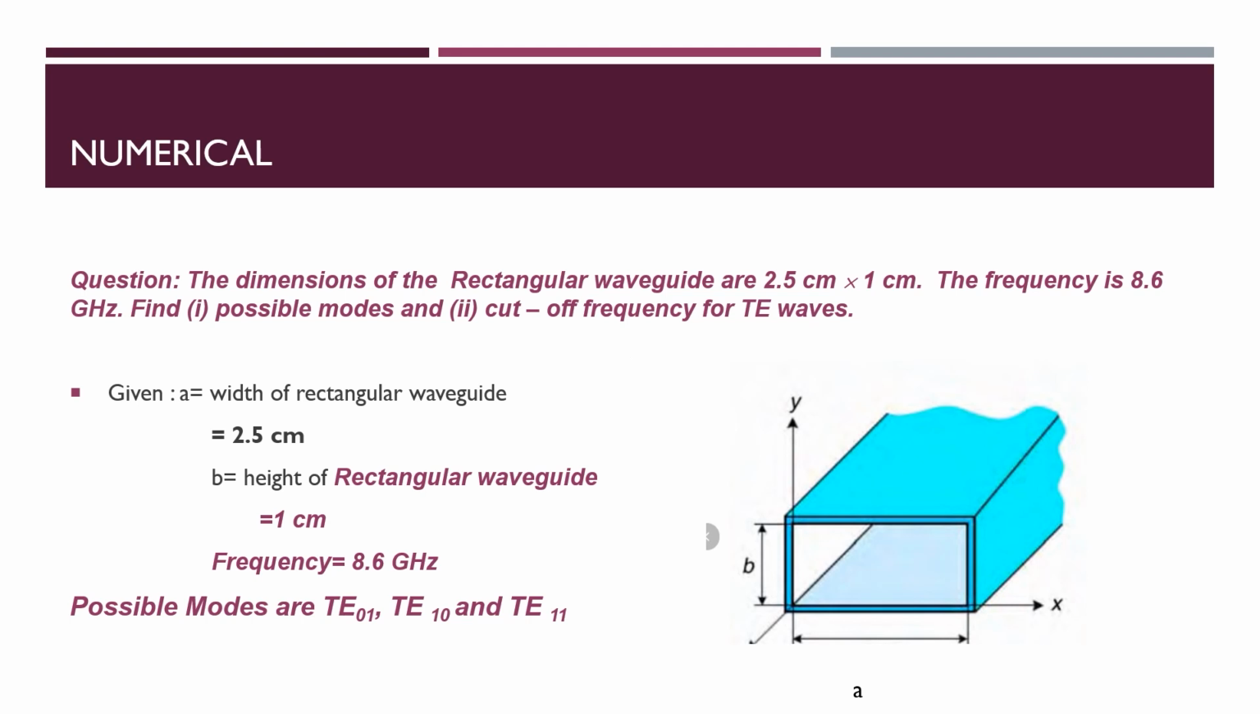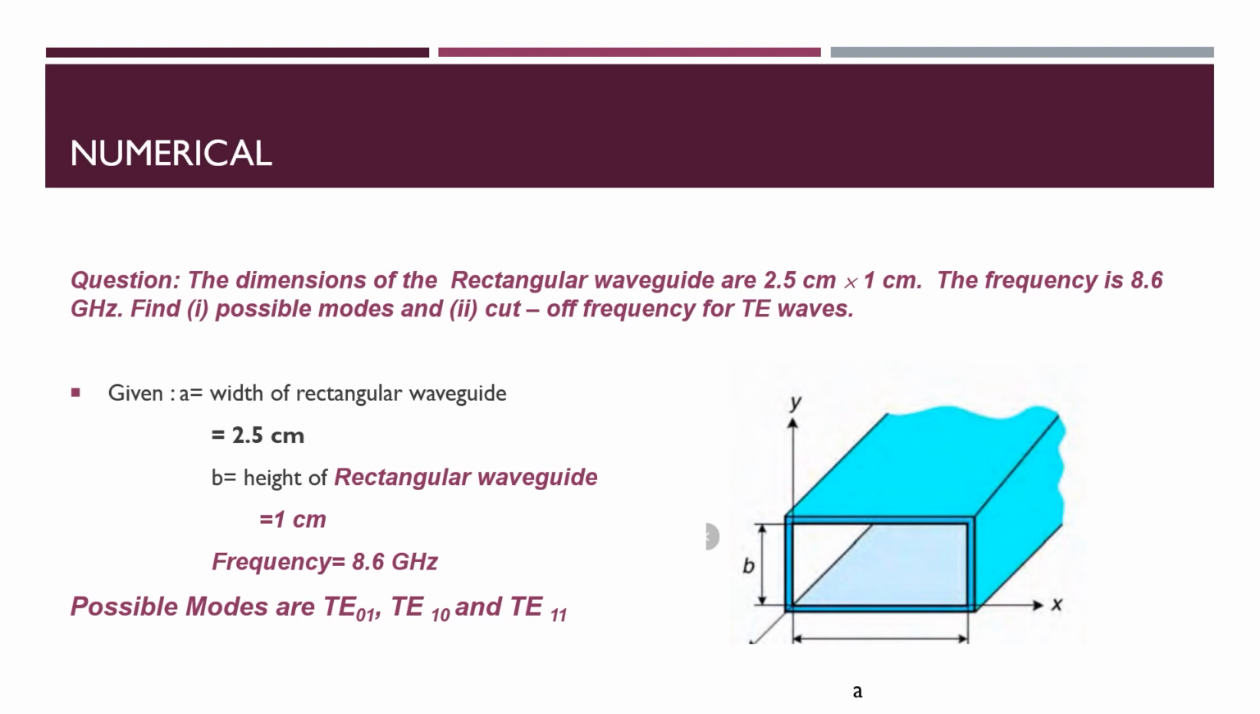So the numerical is: the dimension of the rectangular waveguide is given. Width A is 2.5 cm and height B is 1 cm. Always remember it is A × B. The frequency is 8.6 GHz, and the students have to find the possible modes and the cutoff frequency for TE waves.